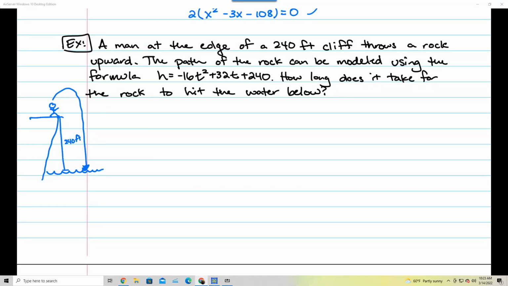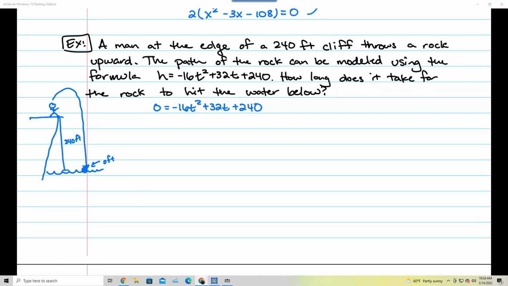If you want the rock to hit the water, what kind of height would that be? Well, that means the rock is right here, which means it's splashing on the water. So we're going to say that the rock has a height of 0 feet. That's important because now I know what h is. I want the height of the rock to be 0, so I'm going to substitute into my equation. Instead of h equals -16t squared, I'm going to write 0 is equal to -16t squared plus 32t plus 240, because I want the height of the rock to be 0.